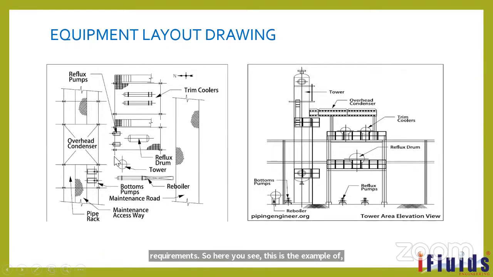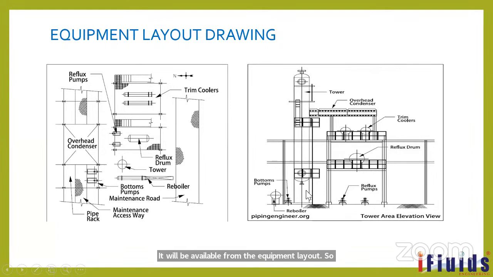If you see here, they will mention every pump, the reflux drum, this one is a pump. In this cross section elevation view, you can see the pump will be at the ground floor, the reflux drum will be at the first floor, at some elevation. So here they will mention at what elevation we have to place the reflux drum, at what elevation we have to place the overhead condenser, trim coolers, like that. It will be available from the equipment layout.